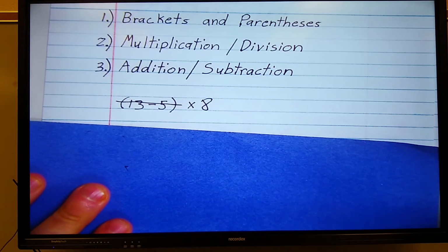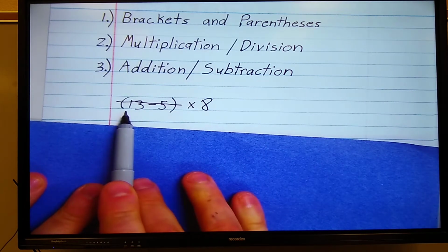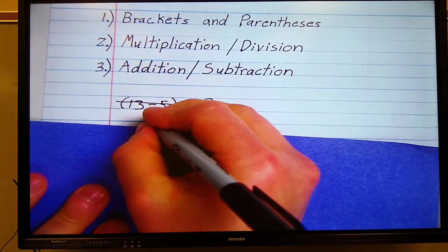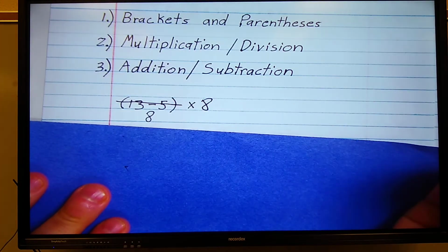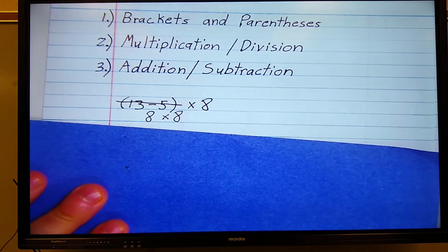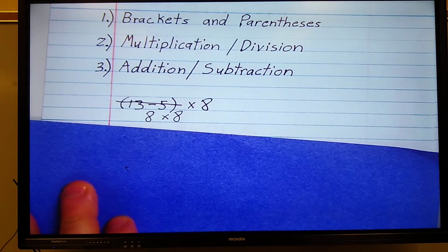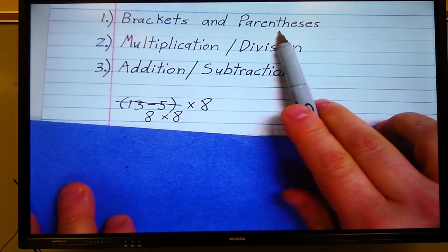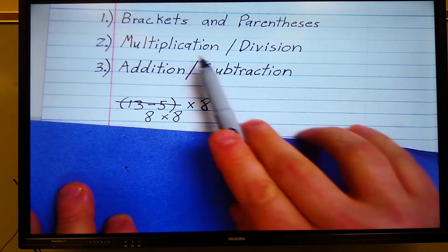13 minus 5 is 8. So, instead of parentheses 13 minus 5 parentheses, I'm going to put an 8 right here, the answer to it. Then I'm going to bring down the rest of the problem. 8 times 8. I no longer have any brackets or parentheses. So now I move on to the next step.